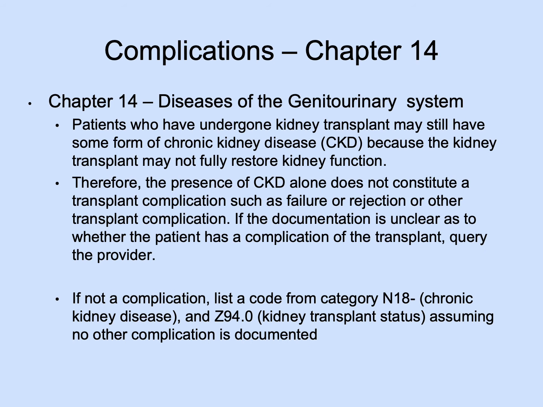So, chapter 14, diseases of the genitourinary system. This is about the kidney transplant. Remember that I said the guidelines for kidney transplants are different than those from other transplants, and these guidelines are listed in chapter 14. Patients who have undergone kidney transplant may still have some form of chronic kidney disease because the kidney transplant may not fully restore kidney function. Function may be better, but often it's not 100%.